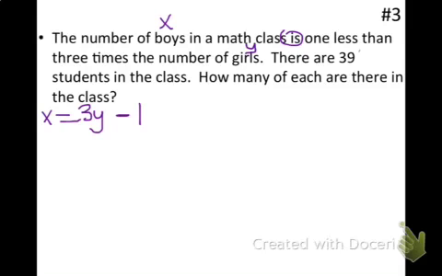The second one says there are 39 students in the classroom. So if I take all of my boys and I add up all of my girls, it's going to equal out to 39.